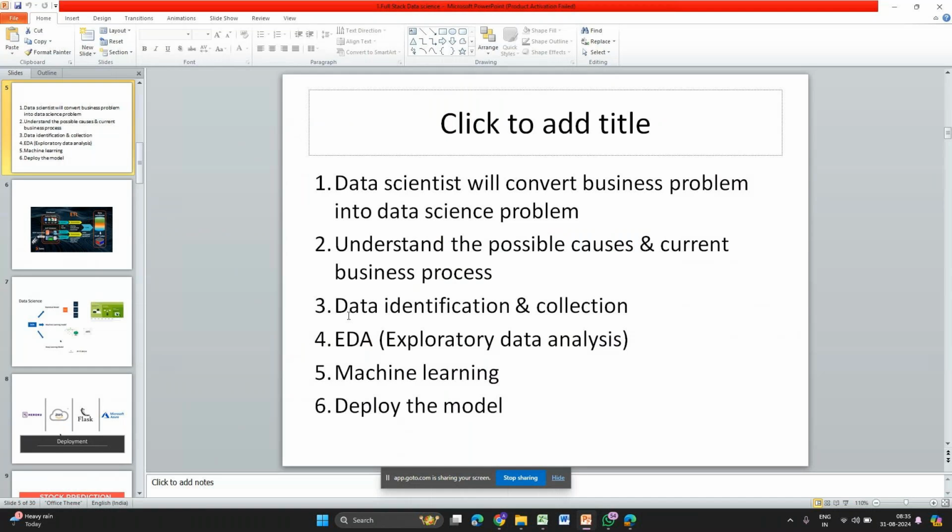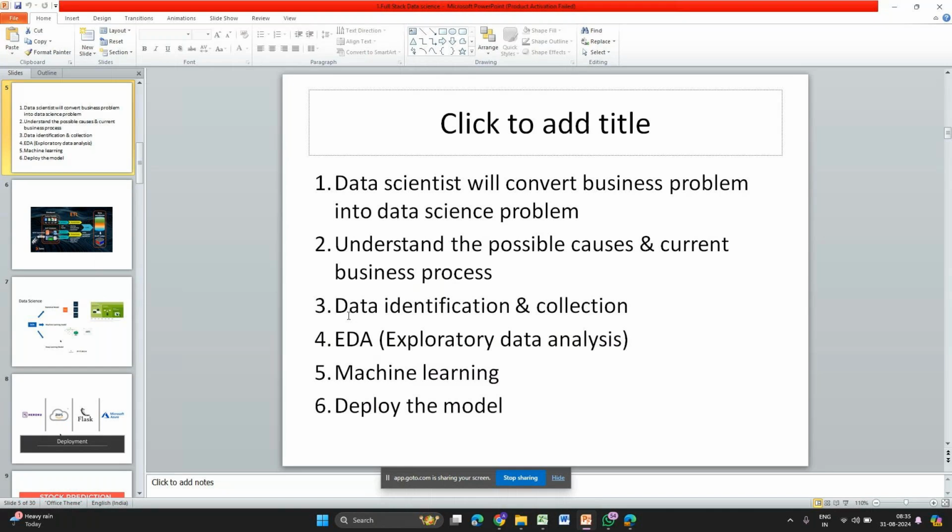So here you can see the steps. The data scientist will convert the business problem into a data science problem. The business problem is nothing but reducing the manpower so that I can save some amount, or I need to give customer satisfaction. These two are coming to you, but you are addressing that problem using your data science formulas. Understand the possible causes and current business problems, which is nothing but saving the cost.